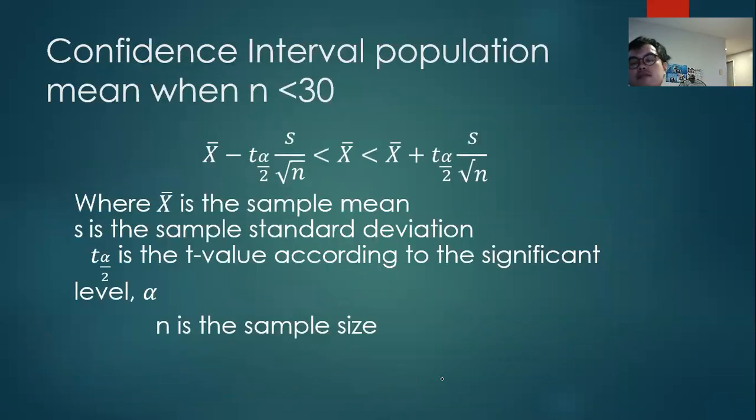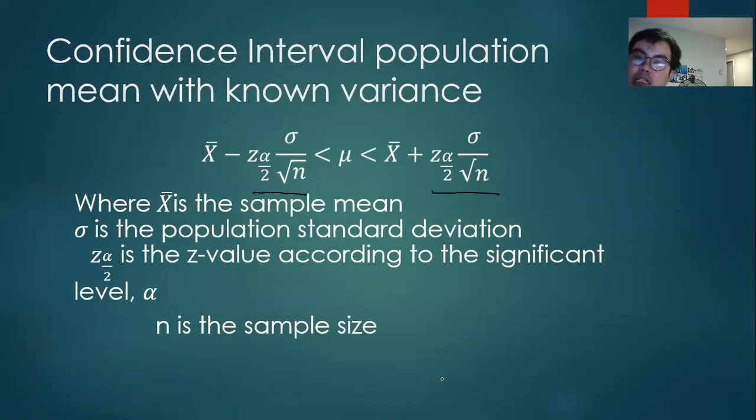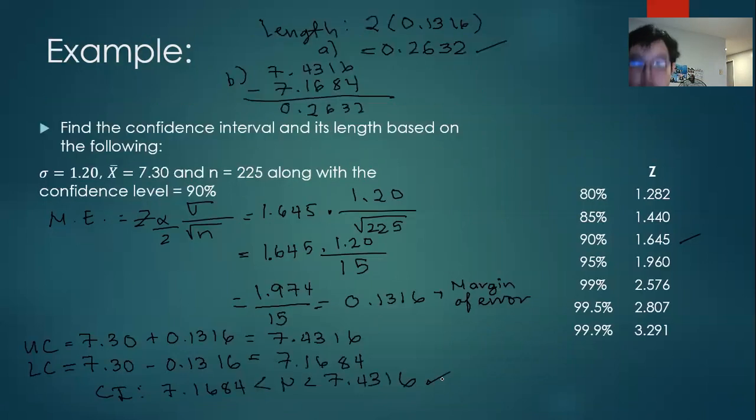What if the sample size is less than 30? That's why we use this z value here, because the sample size is greater than 30, since 225 is greater than 30.